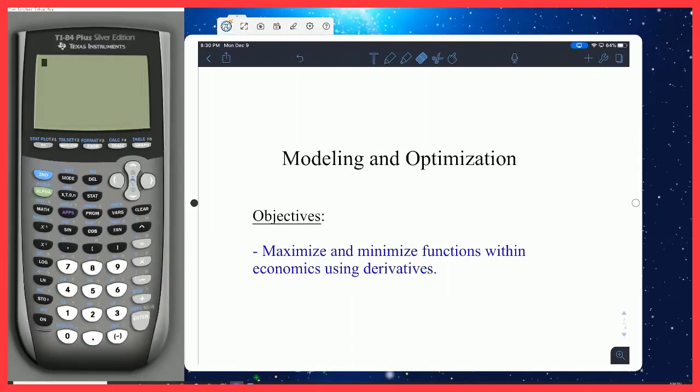Hey everyone, Mr. Shatter back with some more modeling and optimization, but this time focusing on economics. Objectives of this video: to maximize and minimize functions within economics using derivatives. Let's get started.